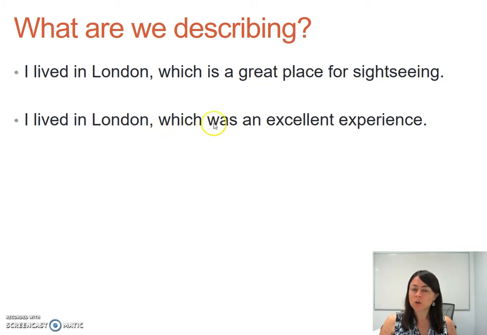In this case, what is the "which" describing? Is it London? Well, maybe, but because we're talking about an experience now, it seems like we are describing this: I lived in London. So this clause is describing all of this part, not just the city of London.